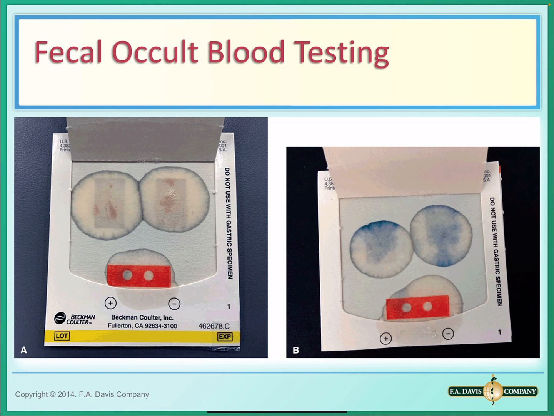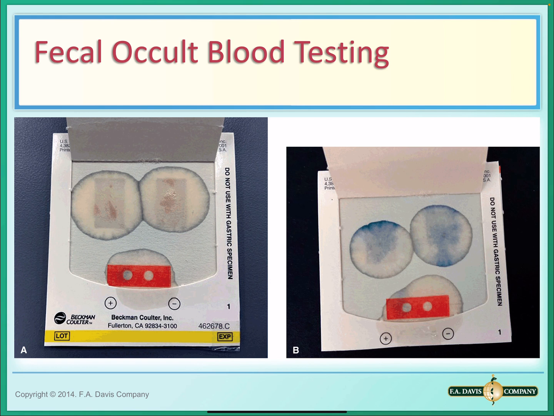Here's an example of a figure that is shown in your book showing you the fecal occult blood reaction. As you can see in the A picture, it shows you a negative result for occult blood indicated by the absence of the blue color. In slide B on the right, you'll see a positive result for occult blood indicated by the blue color around the edge of the stool sample.